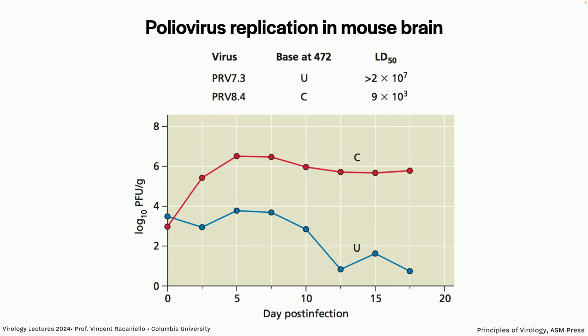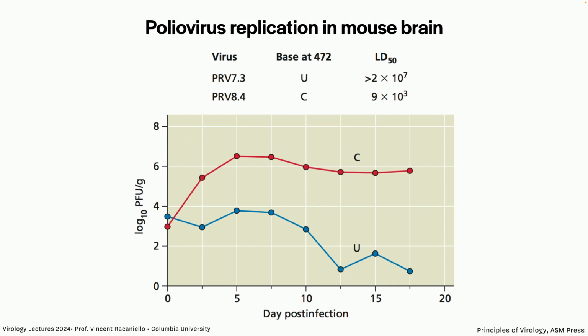We made 2 polioviruses that differ only at 1 base, in this case 472, which is the base in type 3 that is changed in the vaccine. The vaccine has a U, the wild-type virus has a C. So the rest of the virus genome was exactly the same, 1 base difference. Then we put these intracerebrally into transgenic mice. And on the top here is the lethal dose, 50%. How much virus kills half of the animals?